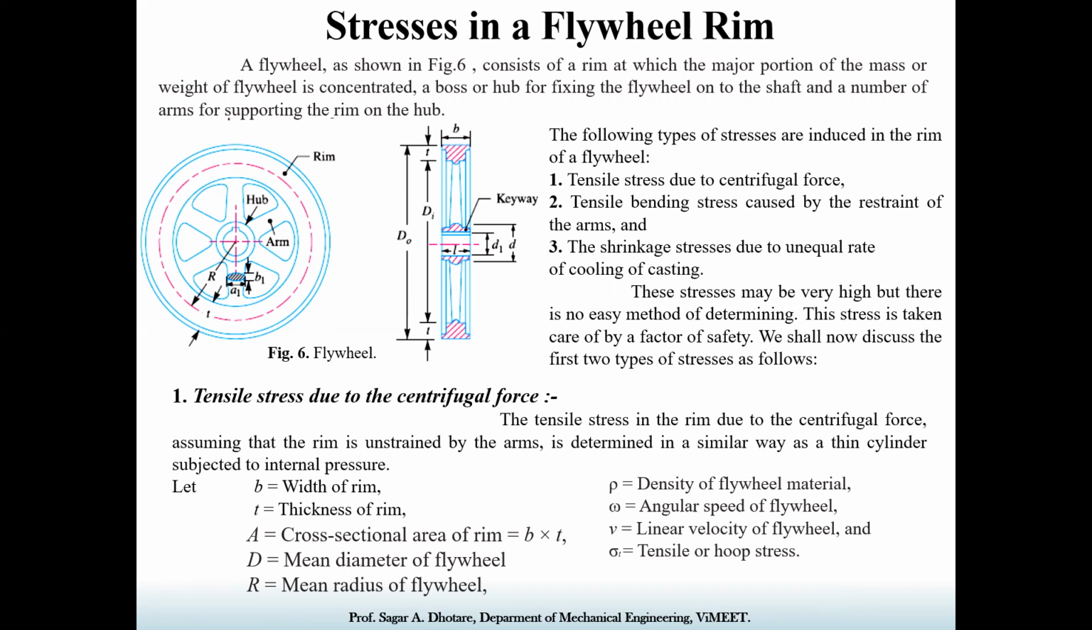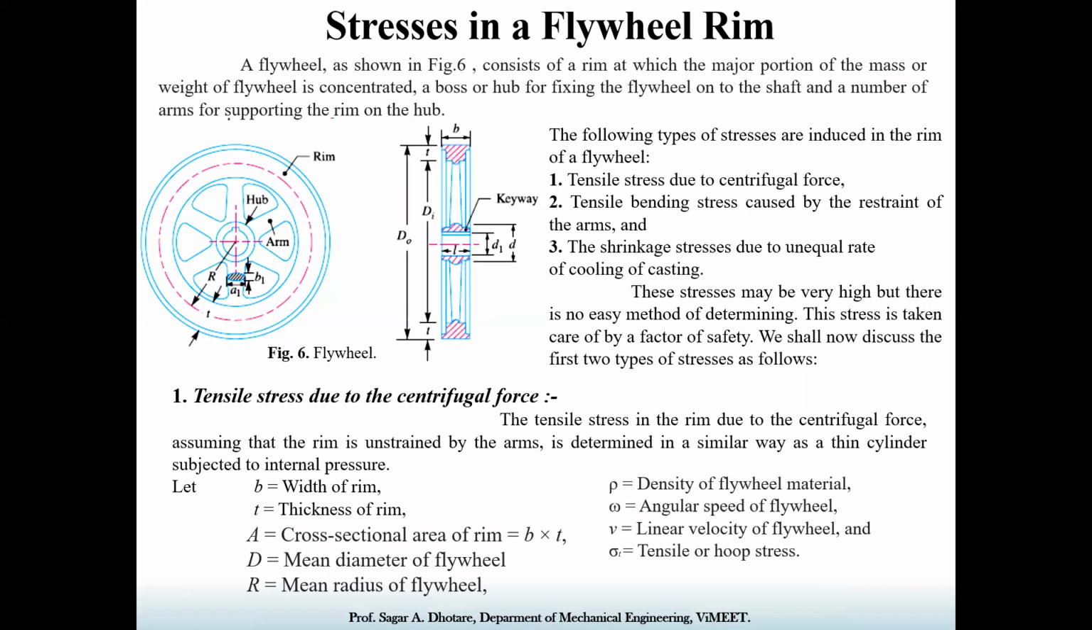First one is the tensile stress due to the centrifugal forces. Then tensile and bending stress caused by the resistance of the arms. And third one is a shrinkage stress due to the unequal rate of cooling of the casting. These stresses may be very high, but there is no easy method to determine them, so these stresses are taken into consideration with the factor of safety.